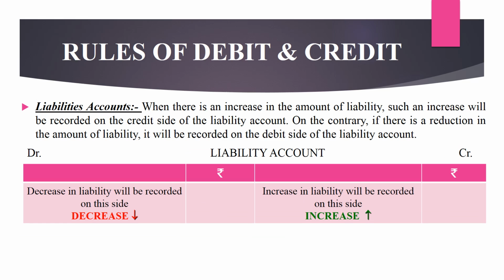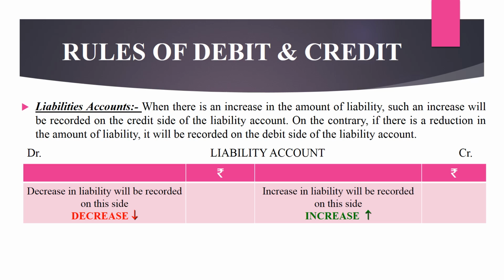Okay, now second account, that is liability account. So rule of debit and credit for liability account. When there is an increase in the amount of liability, such an increase will be recorded on the credit side of the liability account. Whereas if there is a reduction or decrease in the amount of liability, it will be recorded on the debit side of the liability account.